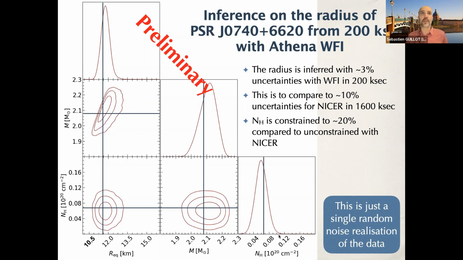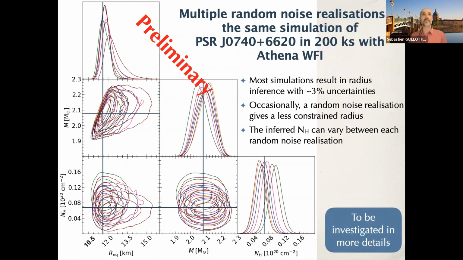And so we did several realizations, and all of them give mostly radius uncertainties of 3%. Occasionally, we have one realization that gives a radius with a broader distribution. We need to try to understand why. Does it find another minimum, or does it get stuck somewhere? And something else that is a bit odd is that the distribution of NH can vary from one noise realization to another. This is a bit odd, and we need to look at the entire parameter space.